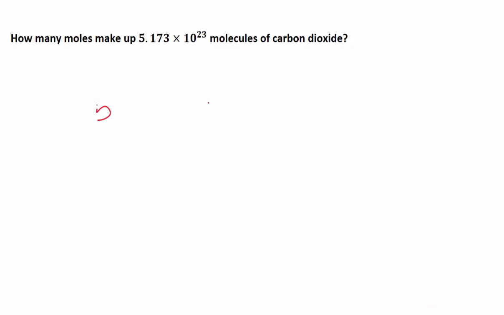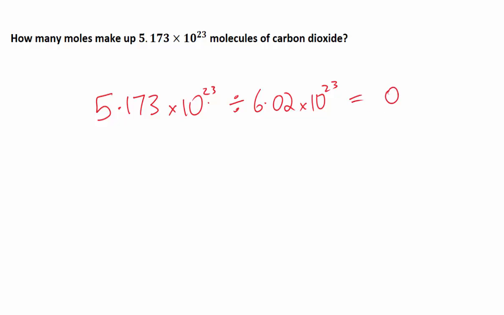So we're going to take our 5.173 by 10 to the 23 molecules of carbon dioxide and we're going to divide this by Avogadro's number, 6.02 by 10 to the 23. And this then gives us the number of moles of carbon dioxide that we have.